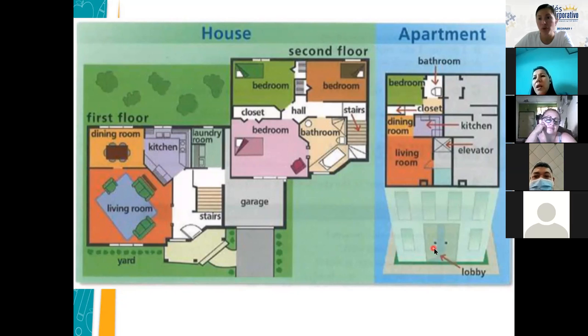O es un recibidor, ¿verdad? Donde está la recepción, eso es un lobby. Then you have the lobby. Cuando usted va a un hotel, dicen, ahí nos vemos en el lobby. O si usted va a otro lugar, un edificio, ¿verdad? Que comprende varias oficinas, nos vemos en el lobby. O sea, nos vemos en el recibidor, en la recepción.